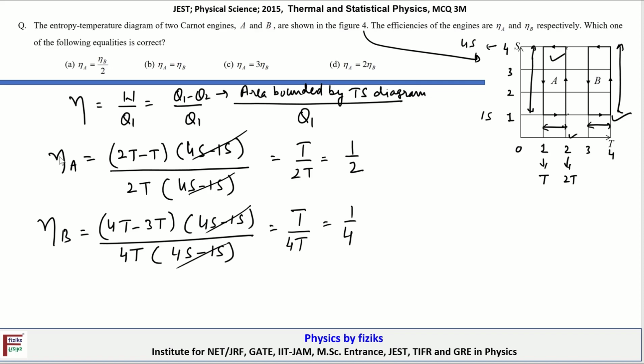So therefore we notice that eta A is larger than eta B. We are asked the ratios basically. Eta A upon eta B, that is 1 by 2 divided by 1 by 4, so that is 4 by 2, which is equal to 2. Or eta A is equal to 2 times eta B. Yes, it's D. Eta A is 2 times eta B, so option D is the correct one.